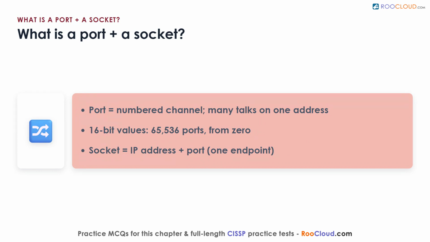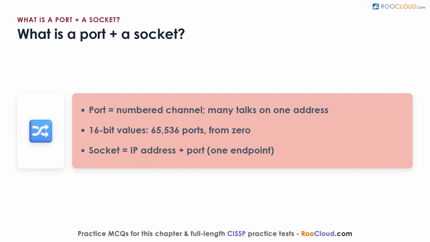Port numbers are 16-bit values, which gives 65,536 of them counted from 0. Each simultaneous conversation uses a different port, so a single IP address can juggle many at the same time. Combine an IP address with a port number, and you get a socket, the precise endpoint of one connection.